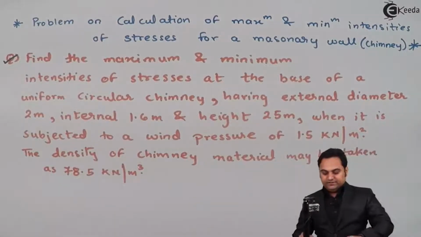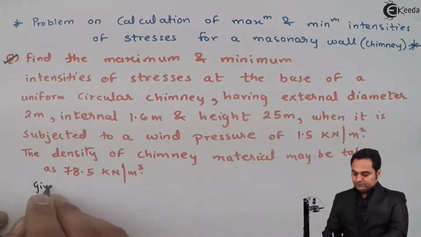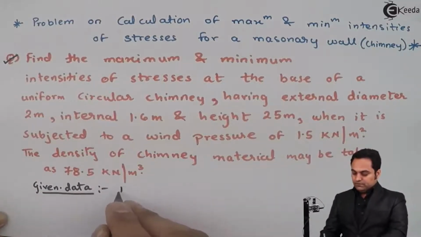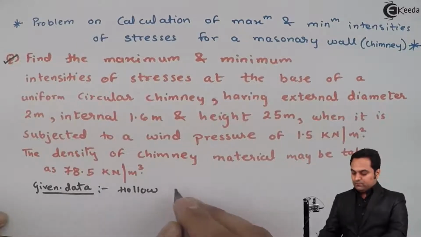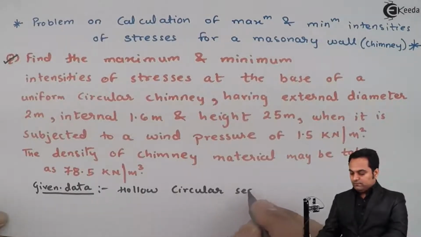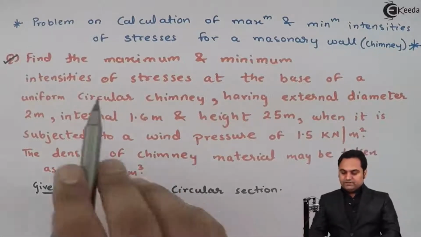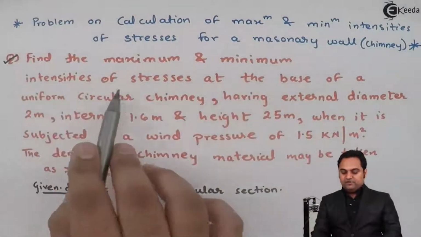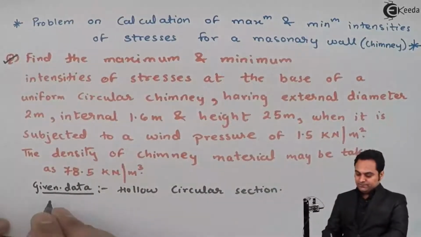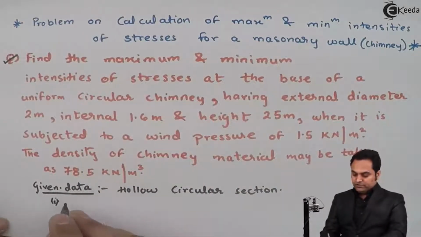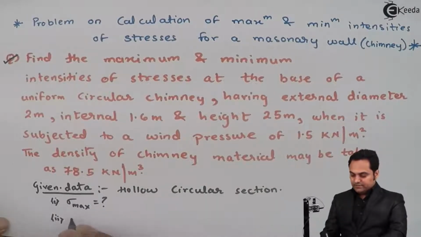So I'll write that in the data. Here it is a hollow circular section. Next, the question is to find the maximum and minimum intensities of stresses. We have to calculate sigma max and sigma min.